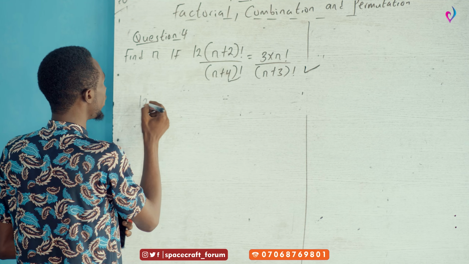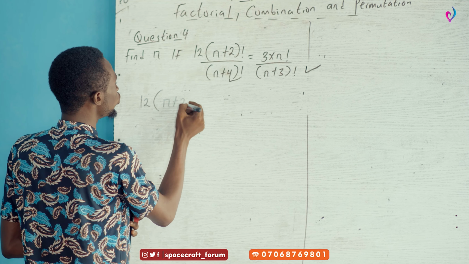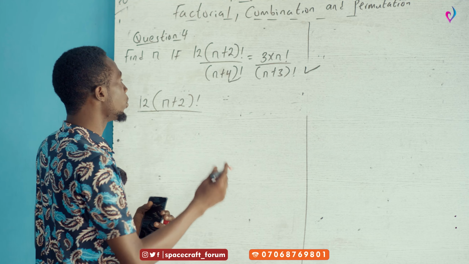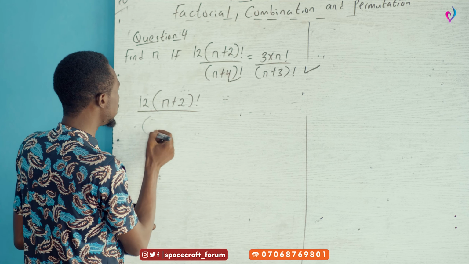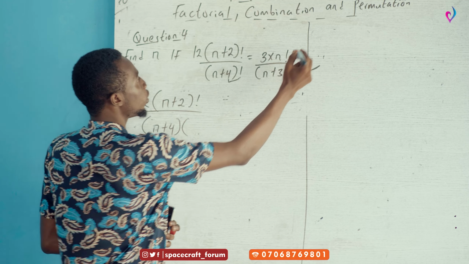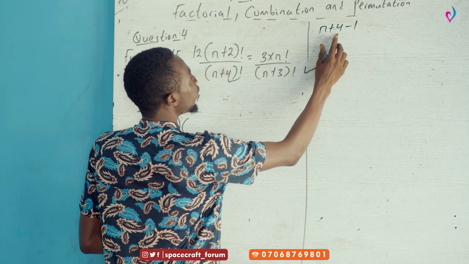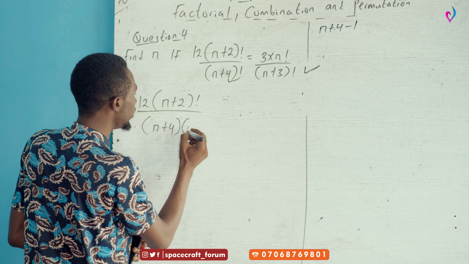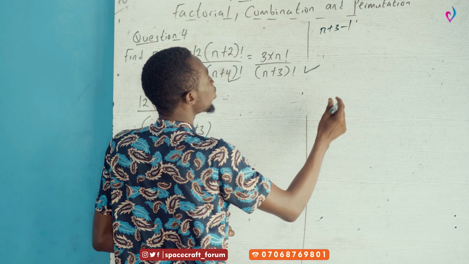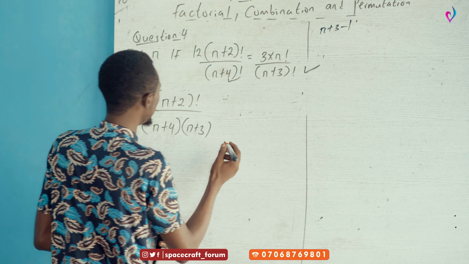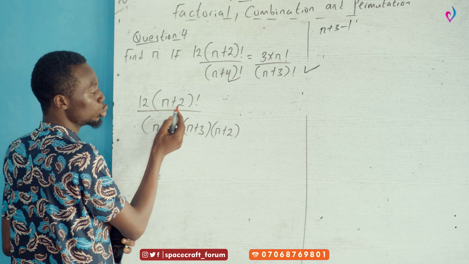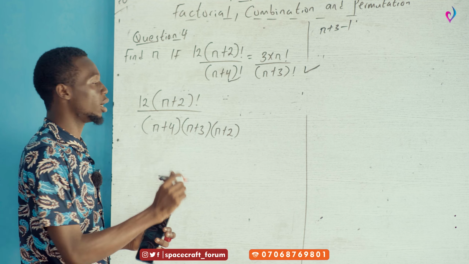From here I'm having 12 into bracket n plus 2 factorial divided by, for you to reduce it you are going to be subtracting 1 from it, but before that you have to repeat this first, which is n plus 4. Then the next one is going to be n plus 4 minus 1. 4 minus 1 is 3. The next one is going to be n plus 3. We reduce again, n plus 3, then minus 1. 3 minus 1 is 2. The next one is n plus 2. You can see that this n plus 2 here is equal to n plus 2 here. I'm not going to reduce it again. I'm going to stop there.